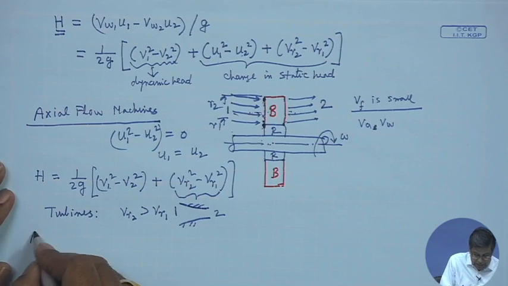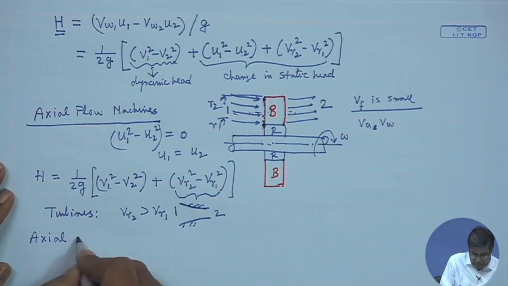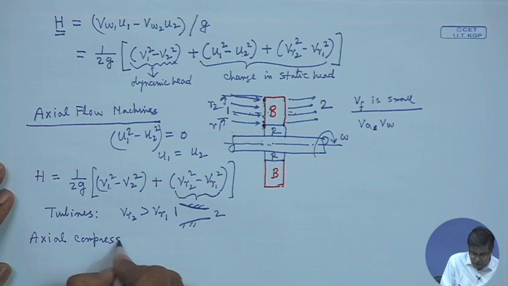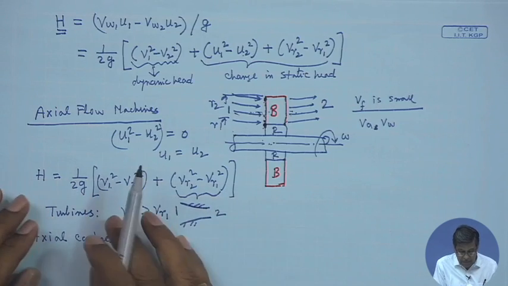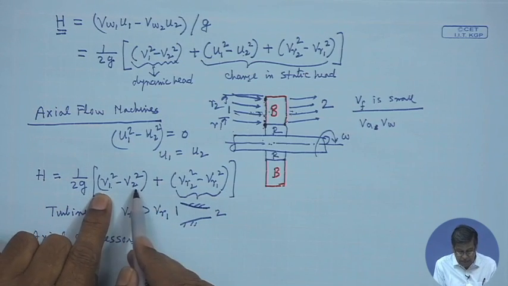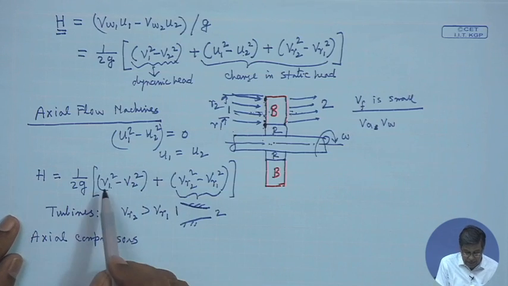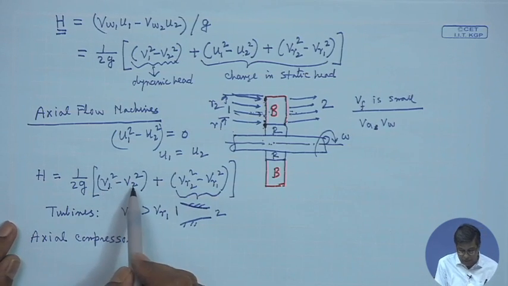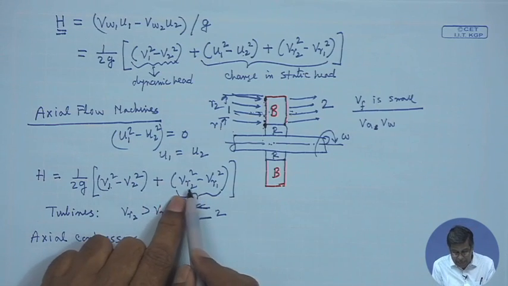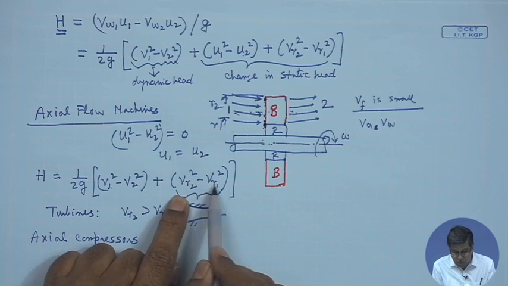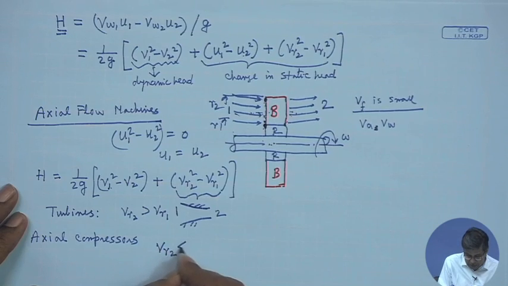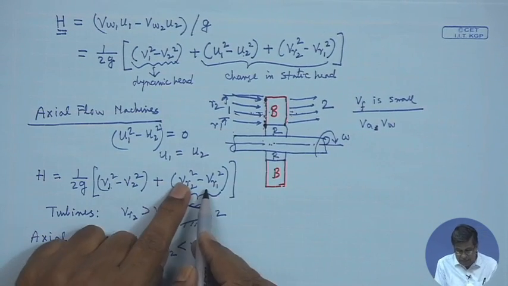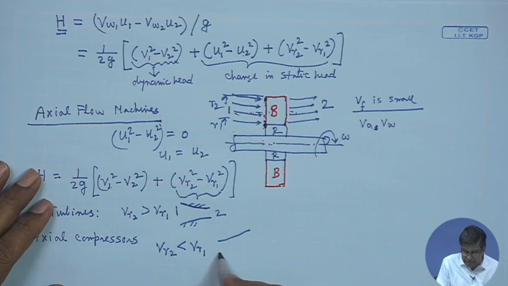While in case of axial compressors, H is negative, because head, or the energy per unit weight, is given to the fluid. In that case this term is negative, and in compressors the velocity at the inlet is more than the velocity at the outlet. That means the fluid velocity is reduced, and to have again a negative term from here to contribute to the head given to the fluid, we must have Vr2 less than Vr1, so that this term becomes negative. So the passages become divergent.